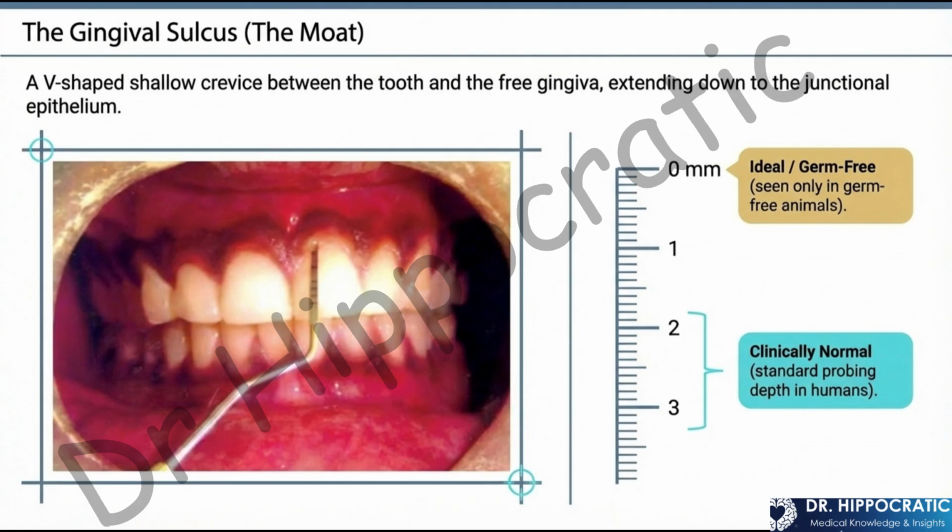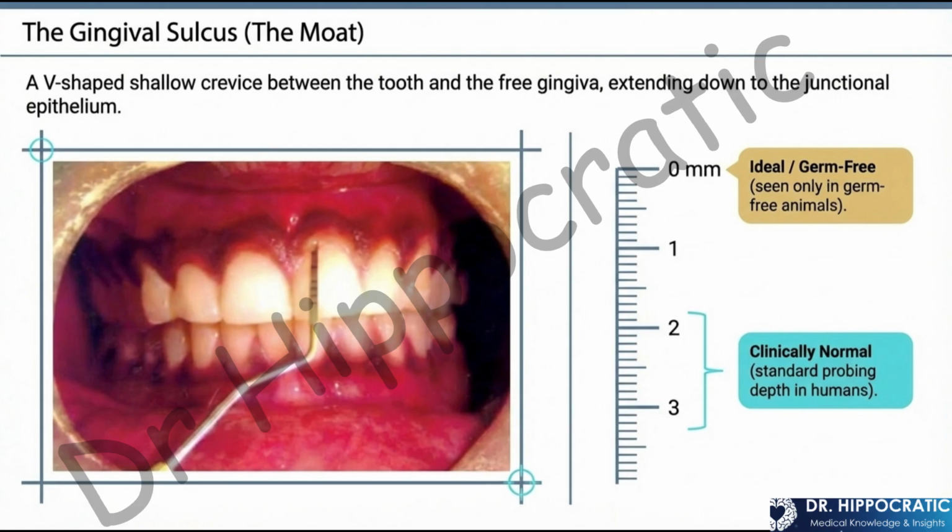How so? Well, when we look at gnotobiotic animals like laboratory mice raised in completely sterile, germ-free environments, we see that the gingival tissue attaches to the tooth all the way up to the very top edge of the collar. There's virtually no sulcus. It's a 0 millimeter depth. But the human mouth is not a sterile vacuum. Far from it. From the moment of birth, we are colonized by complex microbial flora. And those bacteria immediately seek out the physical seam where the soft tissue meets the hard enamel. They colonize that specific junction. Even if you brush perfectly.